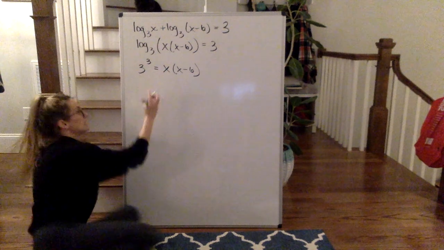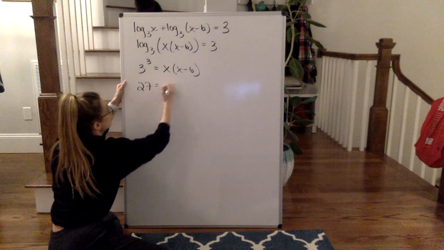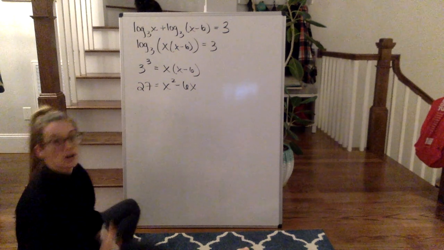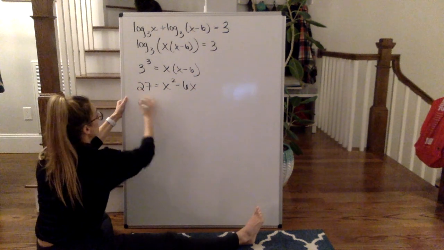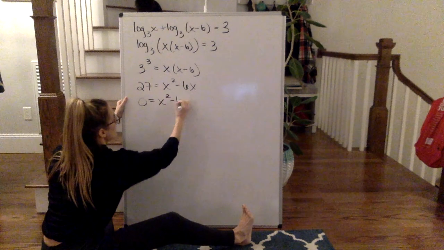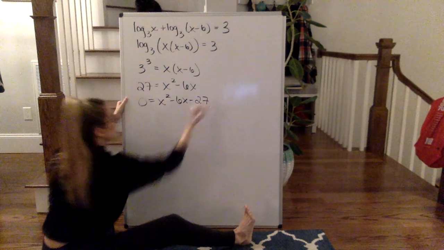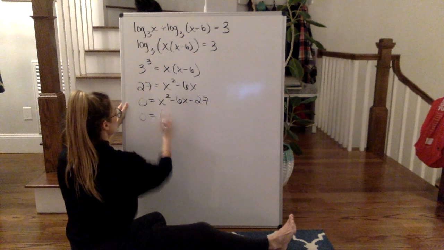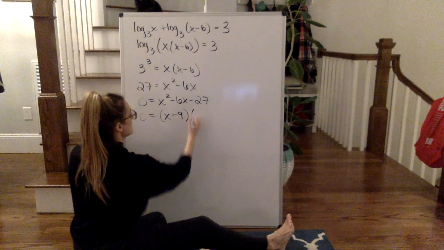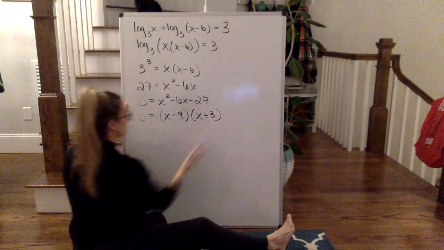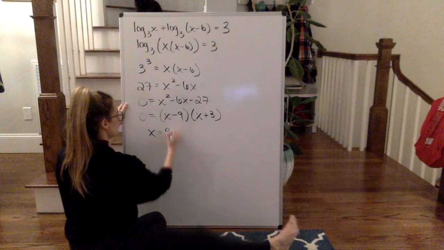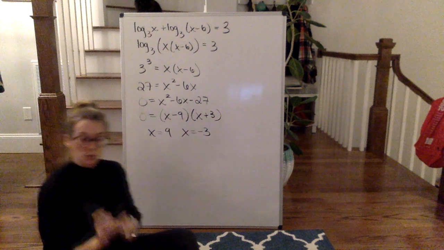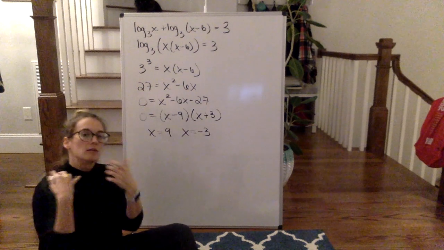And if I actually expand this out, 27 equals x squared minus 6x. This is starting to look like a quadratic. So let's keep this going. Let's get 0 on one side. 0 equals x squared minus 6x minus 27. I'm hoping that this is factorable. 0 equals x minus 9, x plus 3, and it looks like I'm getting 2 solutions, x equals 9 and x equals negative 3. So 2 potential solutions, but we have to figure out, is it possible that any of those are extraneous?